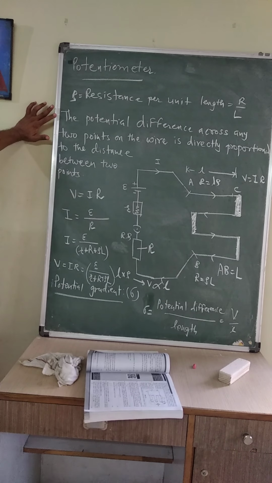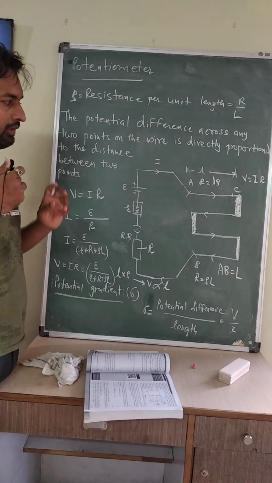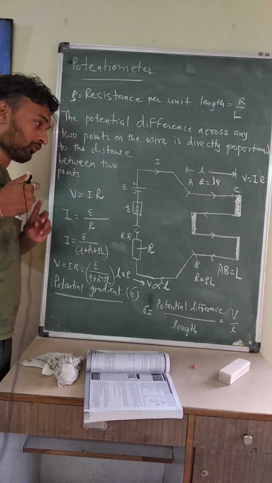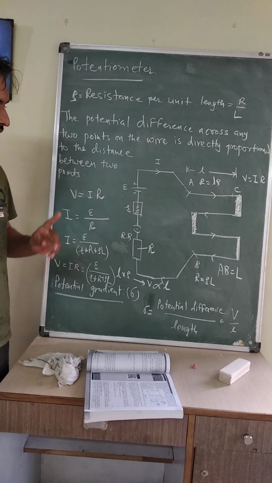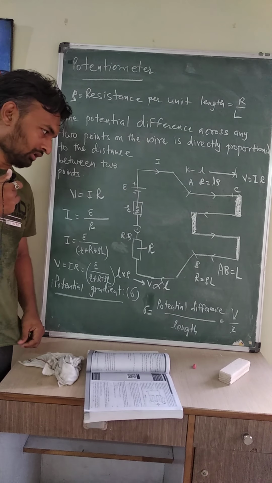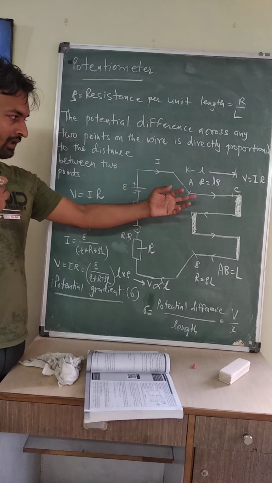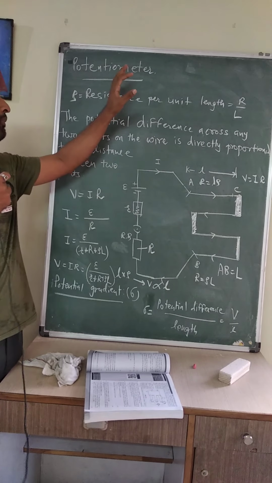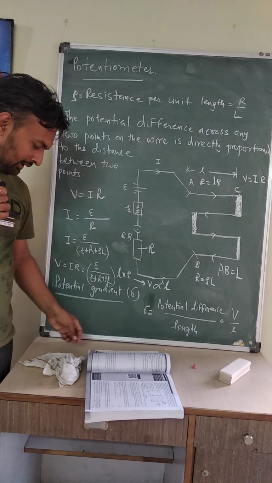This is the basic theory for the potentiometer, and based on this basic theory we will use the potentiometer for finding the value of an internal resistance, or if we change the values of a resistance, and also if we change the value of a potential difference. In your next class we will see how we can apply this potentiometer for both conditions.